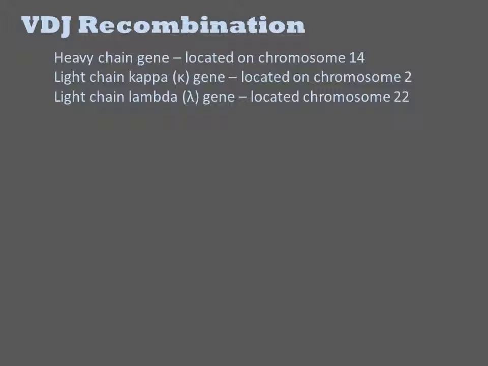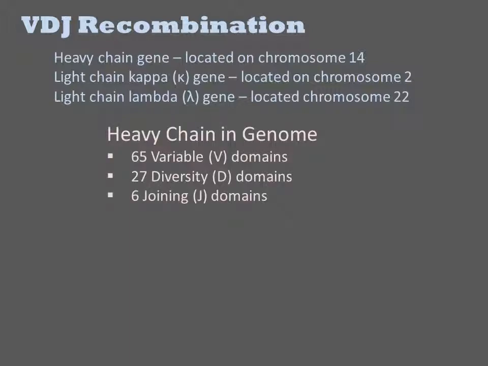The heavy chain gene is located on chromosome 14. There are 2 light chain genes called kappa and lambda located on chromosomes 2 and 22. The heavy chain gene has 65 of these V domains, 27 of the Ds, and 6 of the Js.